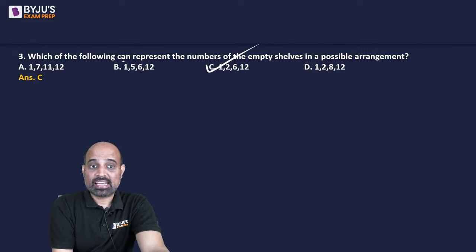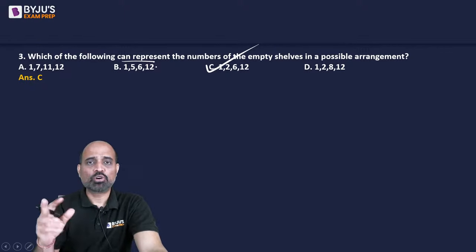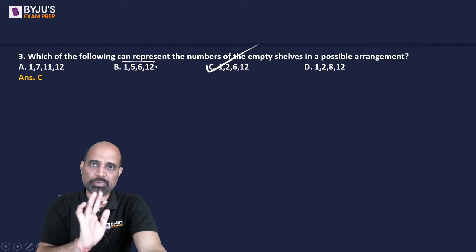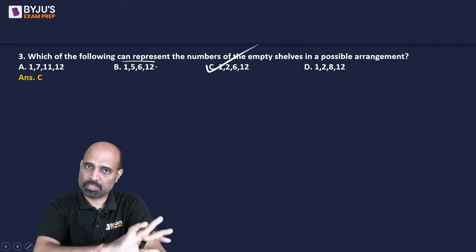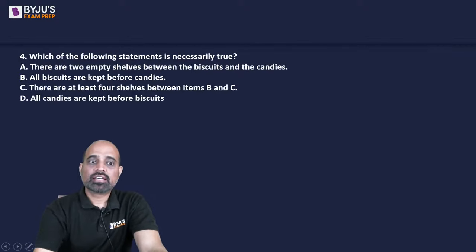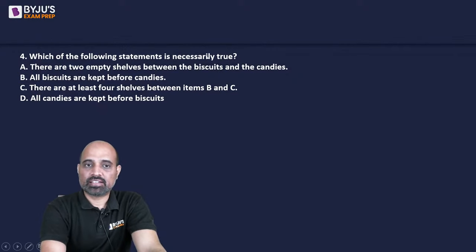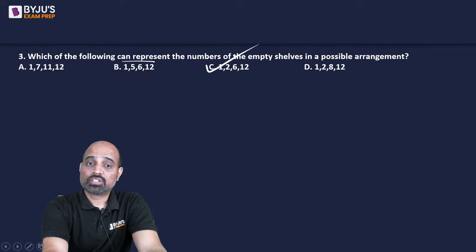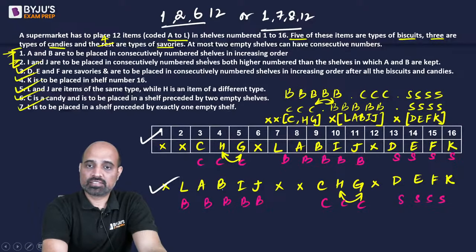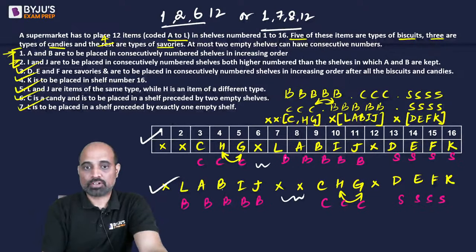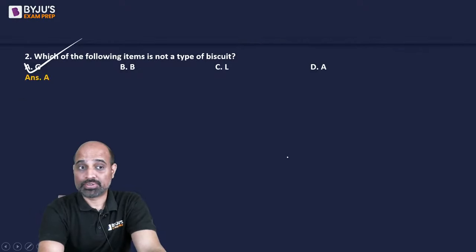Right? It says can represent. Can का मतलब ही हो गया एक से ज़्यादा possibility होंगे, ये prepared रहो. And this can represent, the others will definitely not. Next, there are 2 empty shelves between the biscuits and the candies. Is it necessarily true? Between the biscuits and the candies, there may be, there may not be. So not necessarily true, right?